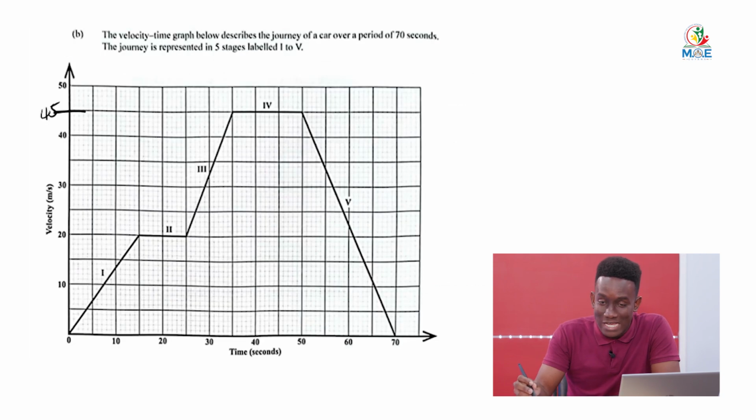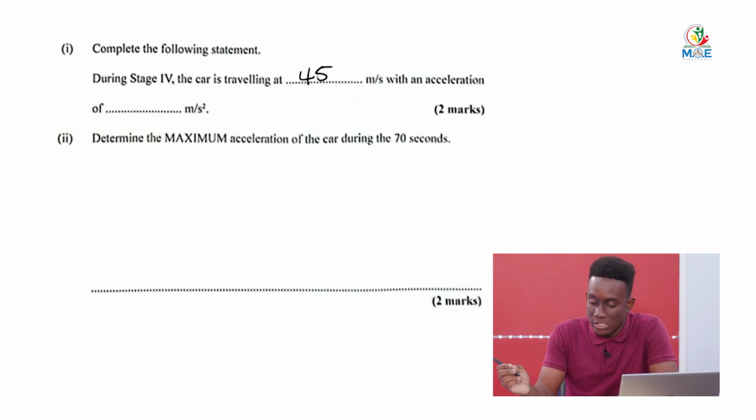So we see the car is neither accelerating nor decelerating. It's moving at a constant speed, and also the line is horizontal. So the acceleration would be 0 meters per second squared. So 2 marks, nice and easy 2 marks.